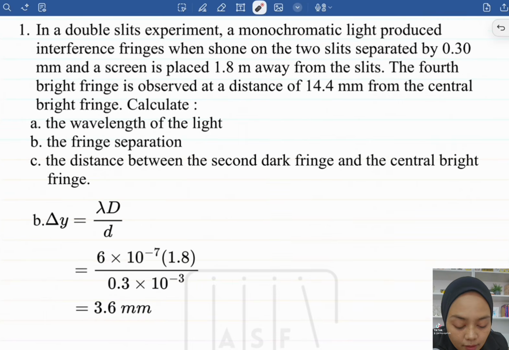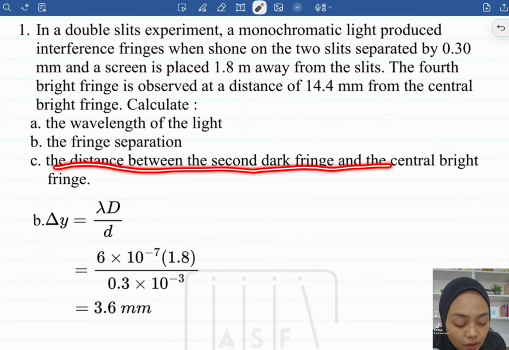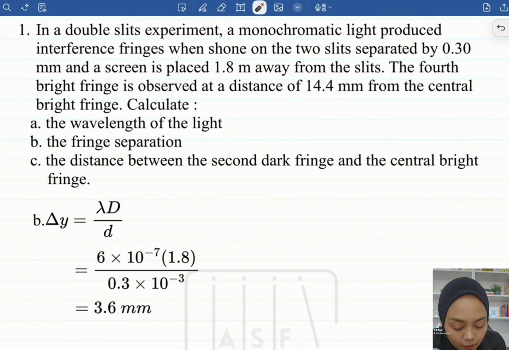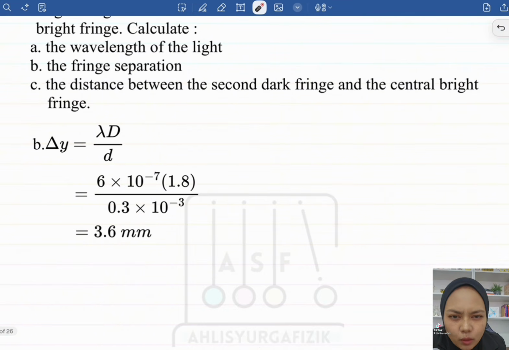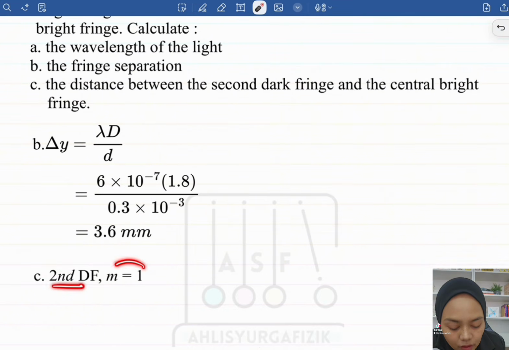For question C, the distance between the second dark fringe and the center bright fringe. First of all, we're going to determine what is the order. The second order dark fringe is m equals 1. Remember that you minus one, because the first dark fringe is 0th order, right? So for the second dark fringe, that's basically first order.